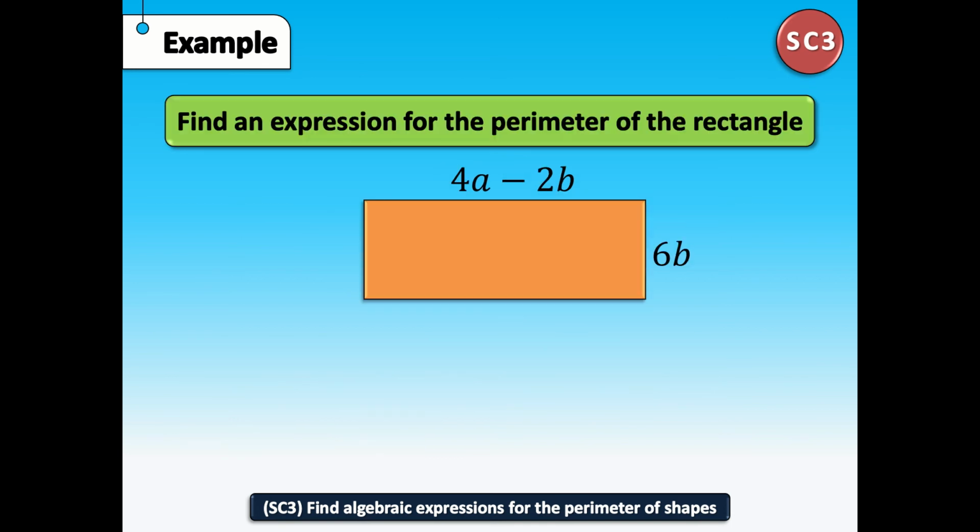Here's another question. Again, we want to find an expression for the perimeter of the rectangle. So we write down what the missing sides are. So that side is 6B, and this is 4A minus 2B. And to find the perimeter, we add together all the sides.